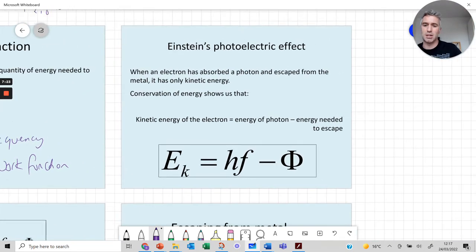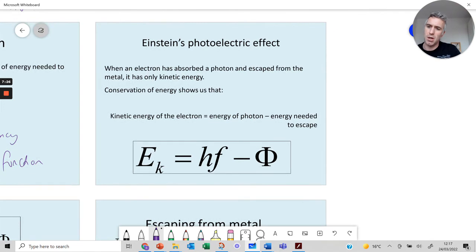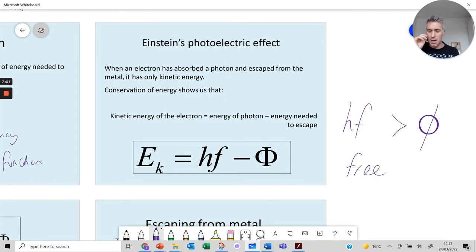Okay, so this is actually the Einstein equation, Einstein's photoelectric effect equation, and we have two different things. So, for example, let's look at this. It basically says the kinetic energy of the electron is equal to the energy of the photon minus the work function, the energy needed to escape. So if your photon hf has a certain amount of energy, then if hf is greater than the work function, the electron will be free. But if it's not greater than the work function, the electron won't be free.